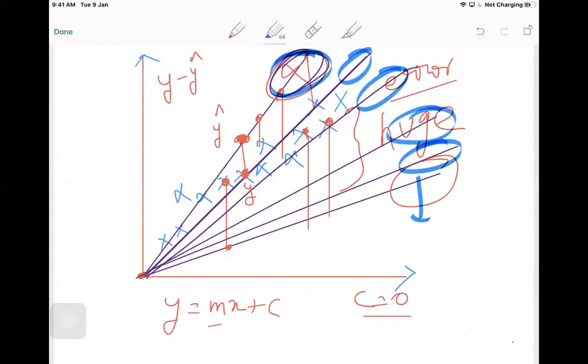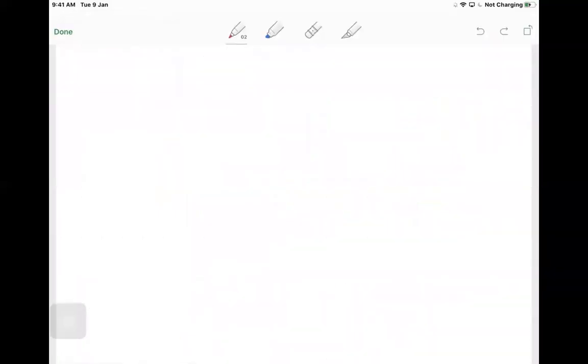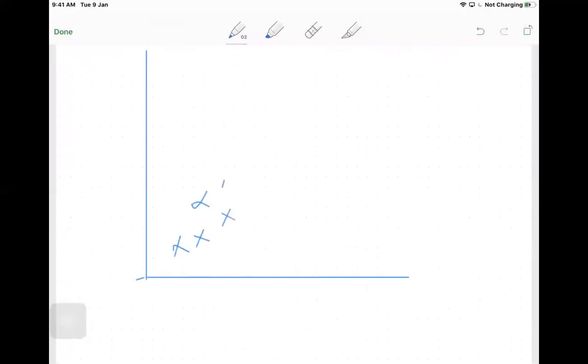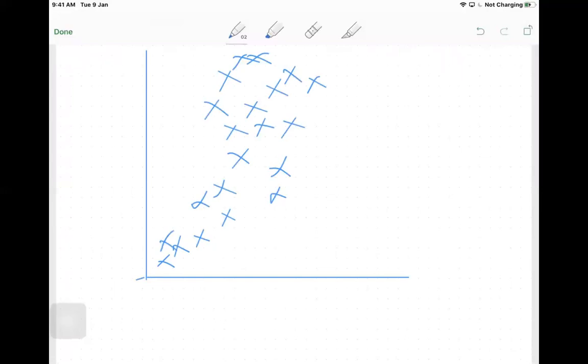Now, yesterday somebody asked me a question: is it always necessary that I always consider a line? No, it is not necessary. The reason I'll tell you again. Let's say I have data like this. If I fit a line here, it might go like this, and the error is still high.